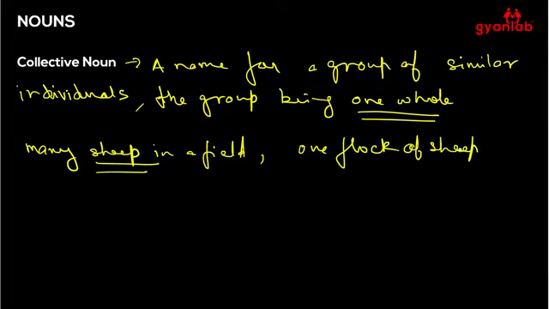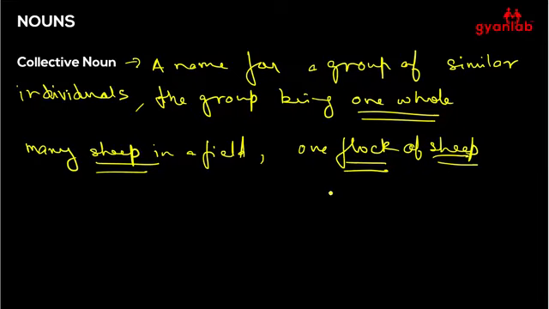right? So the word flock here is what is known as the collective noun, and the sheep word is the common noun. So flock is basically saying that there is a group of sheep, and the group is being called as one complete whole, right? So all the sheep in that particular group are denoted by saying that there is one flock of sheep, right?